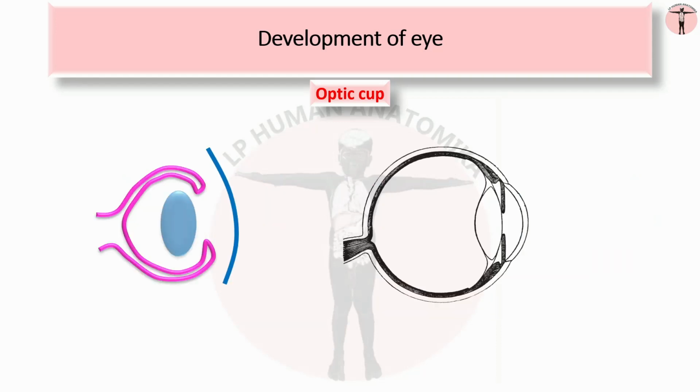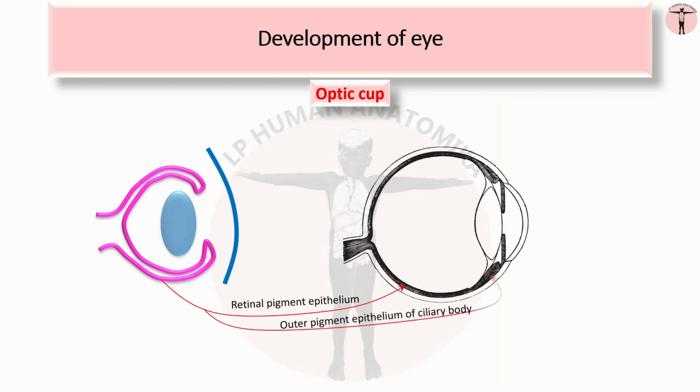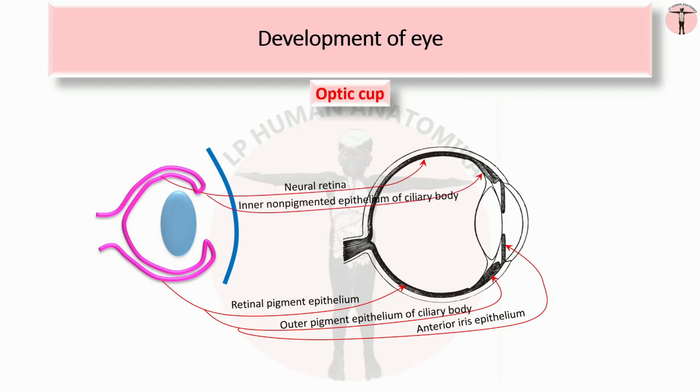The outer layer of the optic cup will become the first layer of the retina, the retinal pigment epithelium, the outer pigmented epithelium of the ciliary body, and the anterior iris epithelium. The inner wall becomes the neural retina, the inner non-pigmented ciliary body epithelium, and the posterior iris epithelium.